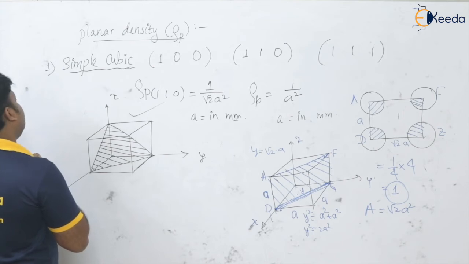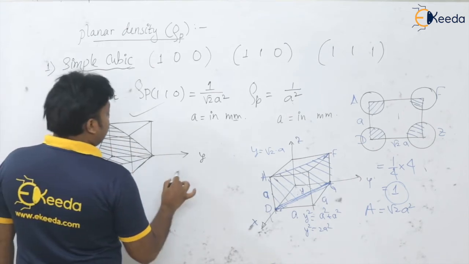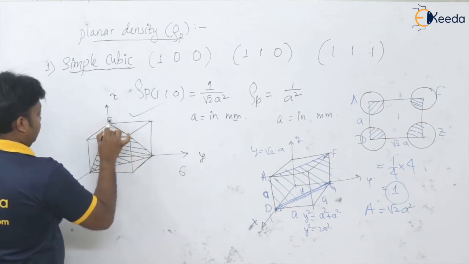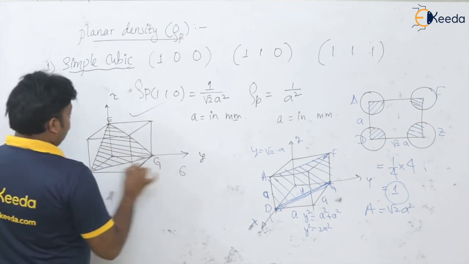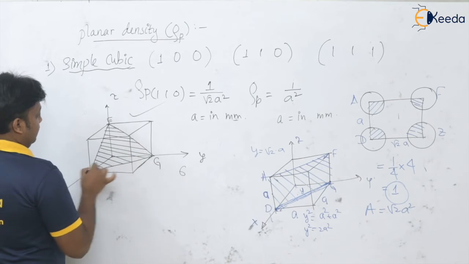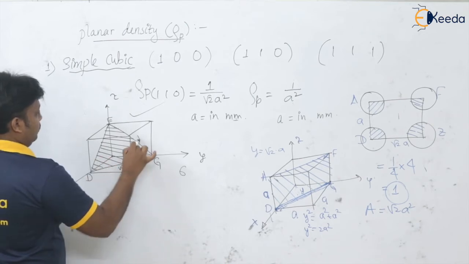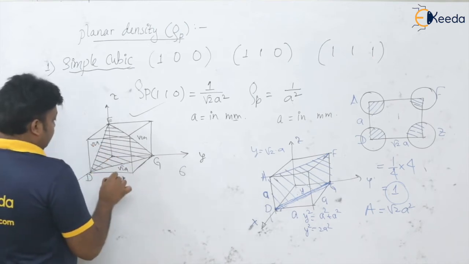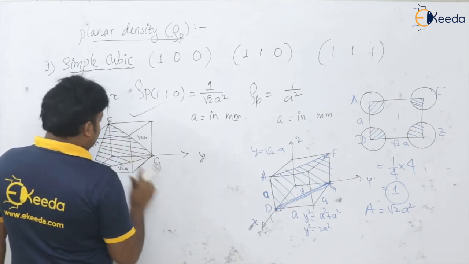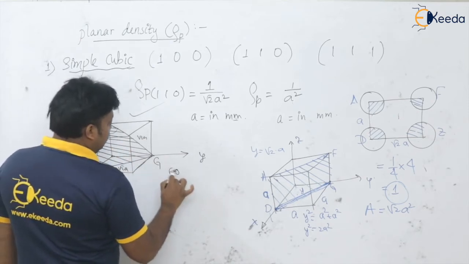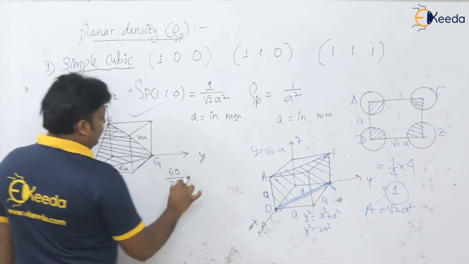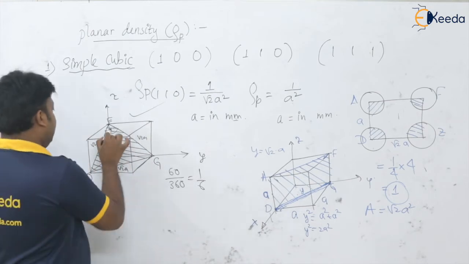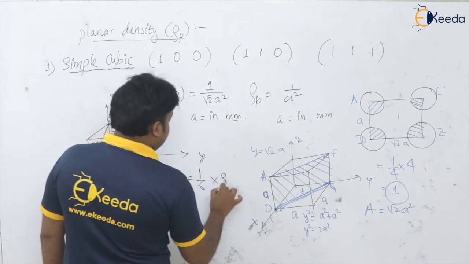So at every corner, how much of the 360 does this triangle take? It is an equilateral triangle, isn't it? So we know ED and EG, so this is an equilateral triangle of side √2a, isn't it? Now see here, what angle is this? 60 degrees. So 60 degrees over 360, that is 1/6, it will cover 1/6 fraction of the whole atom. There are 1, 2, 3 corners, so multiply by 3.